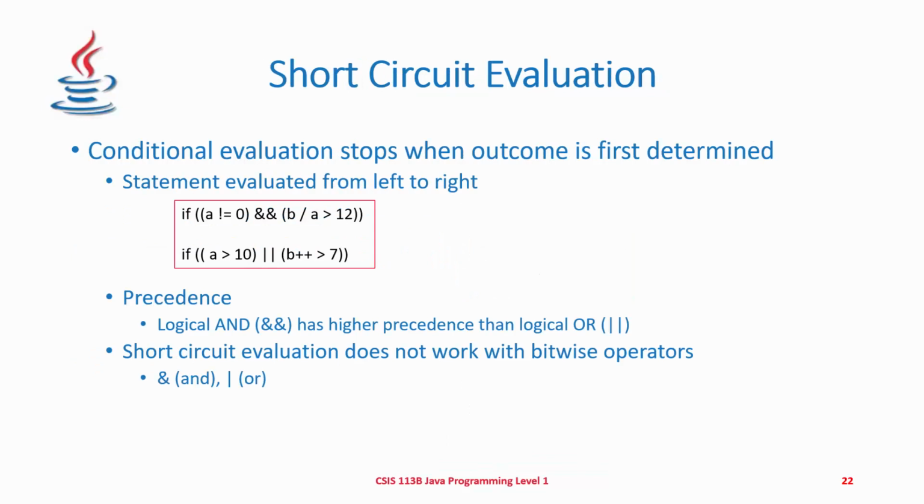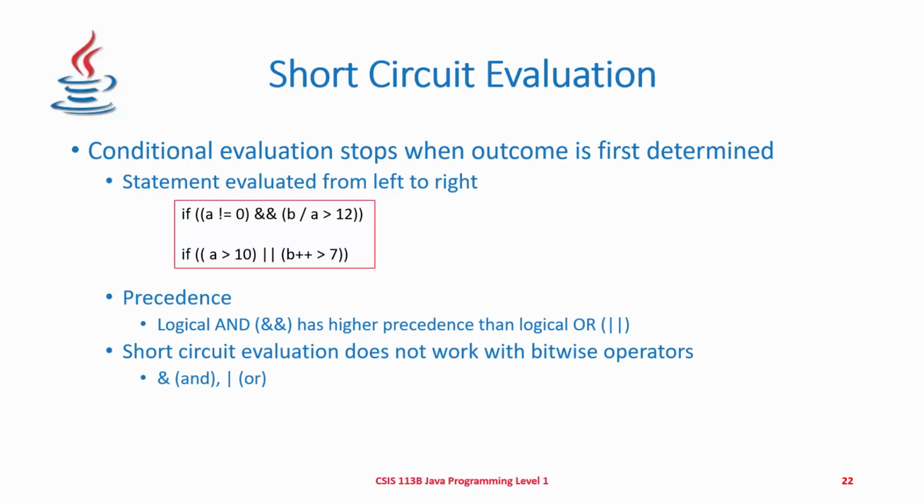Now there is a term, short circuit evaluation, that goes along with this, which is that as the conditions are being checked, when we're using multiple conditions with the logical operators, if the first condition evaluates to false, then immediately that entire statement is evaluated to false. So in other words, where we have the if a not equal to 0 and b divided by a greater than 12, if a is equal to 0, then that whole thing is false immediately. No need to go ahead and check the second portion of that condition.